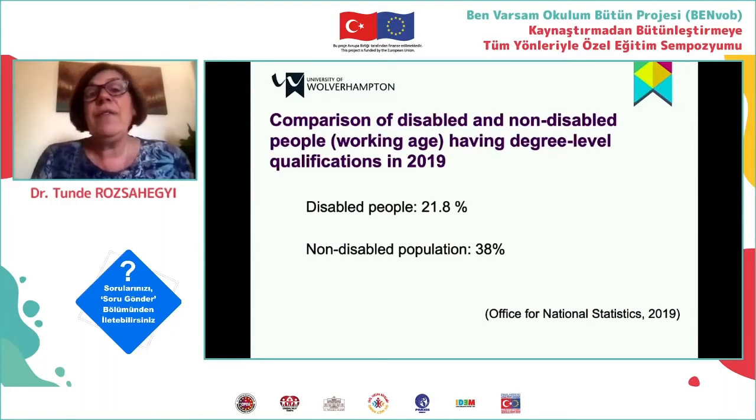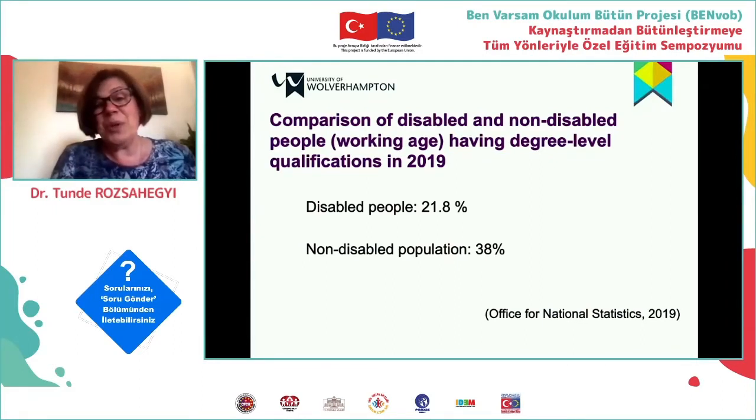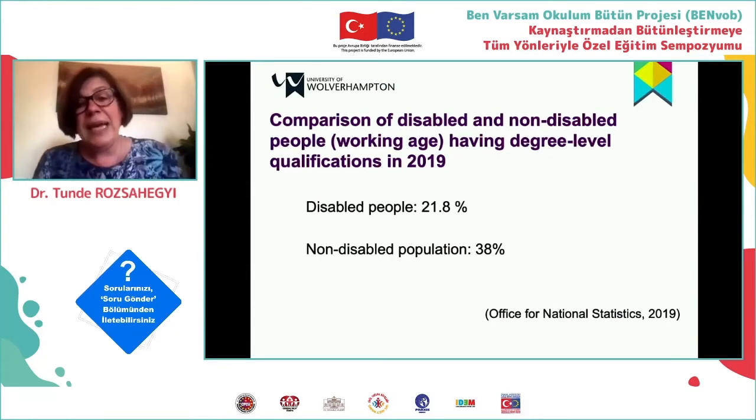However, if we look at the comparison with the working age population, what percentage of them are in receipt of university degrees, we can see that in 2019, only 21.8% of working age people with degrees were considered to be disabled, almost half of the non-disabled population. So on one hand, the number of disabled students in universities is growing, but looking at the overall population, this is still very low.